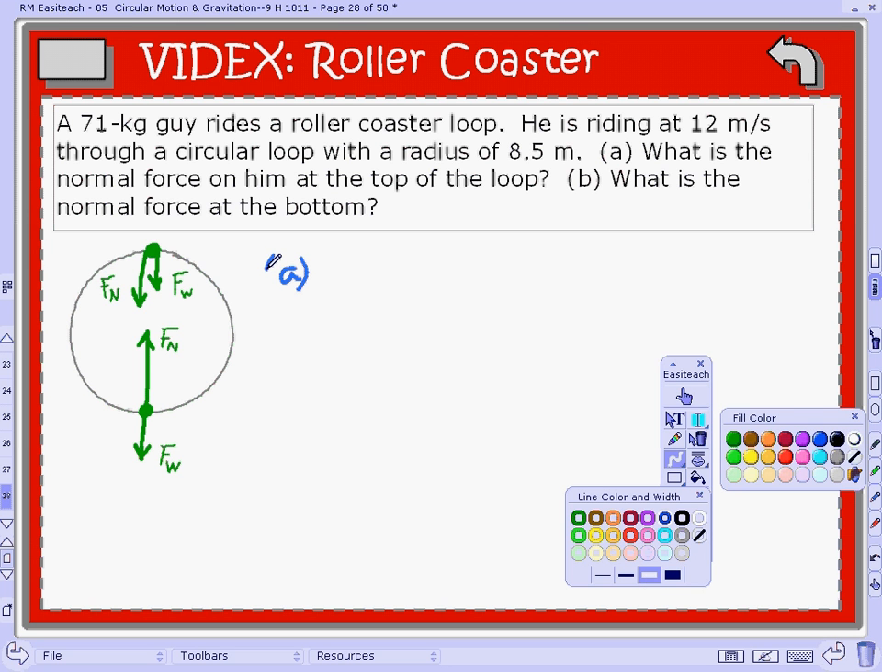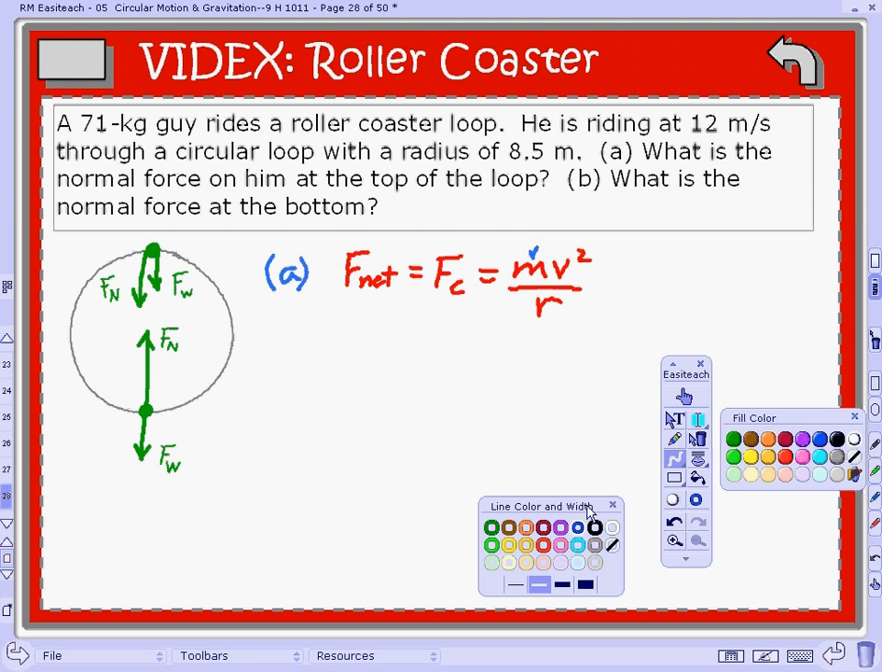Now what is the normal force on him at the top of the loop? The first thing I'm going to figure out, I think you'd probably prefer to do it this way, is you can write down F net, which is F sub c, that's mv squared over r. I'm not going to bother writing out all the calculations for you. I'm just going to say we know the mass, we know the speed, and we know the radius. So we can calculate that value.